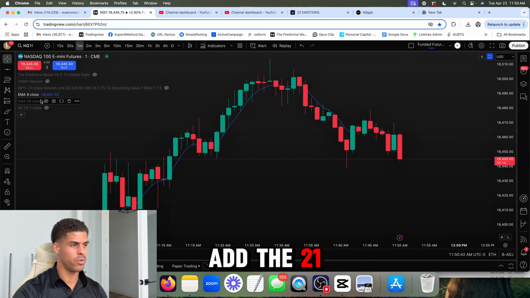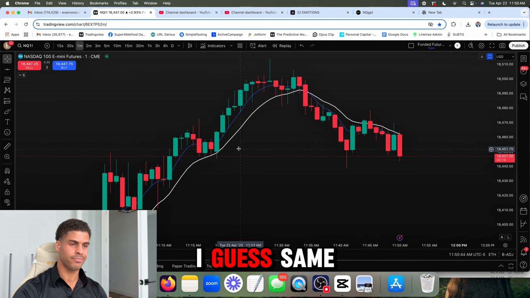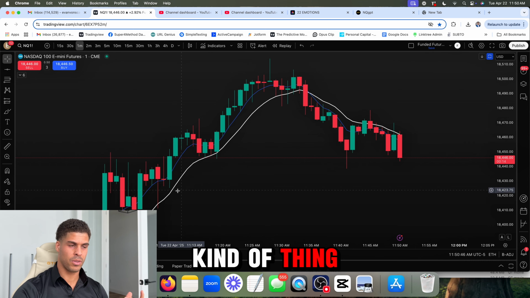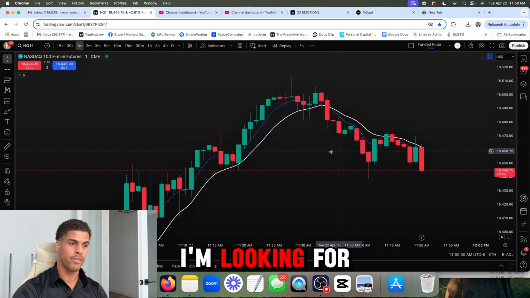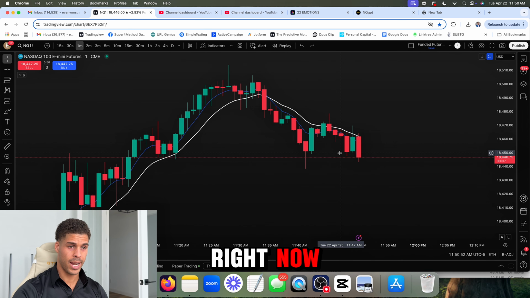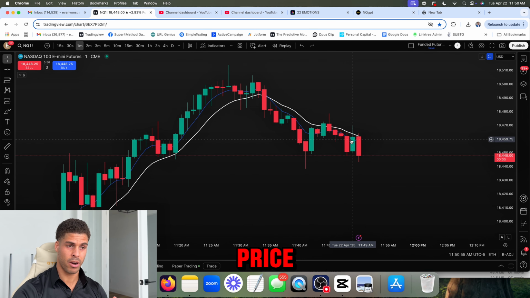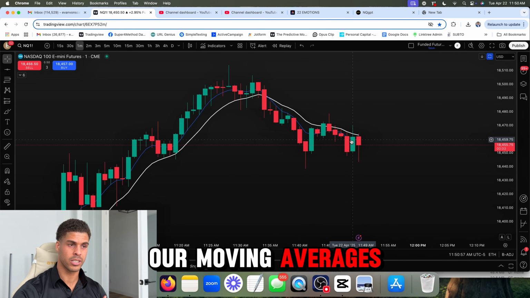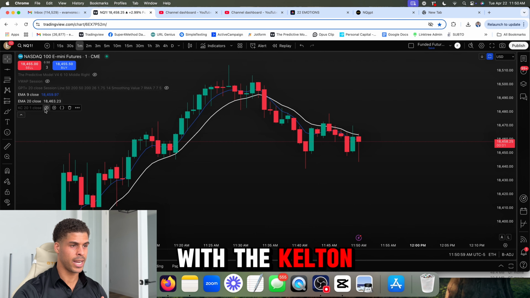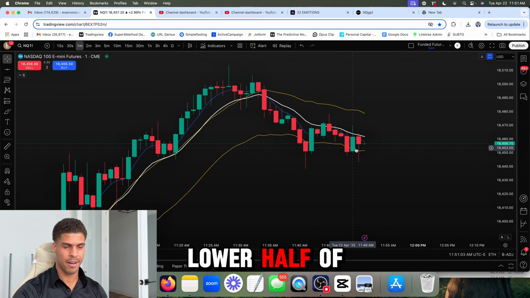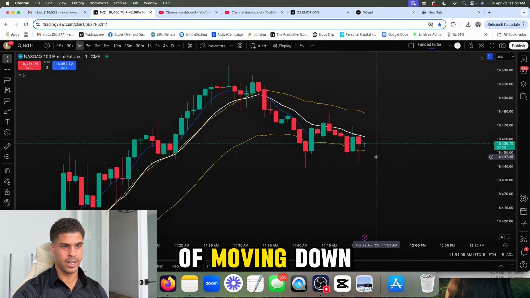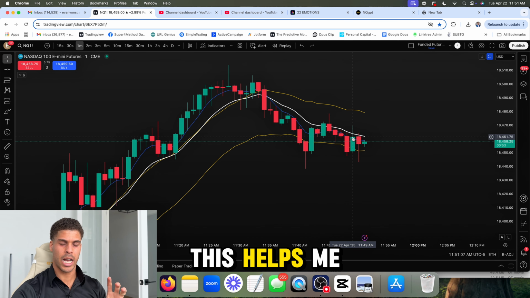The 9 EMA helps me see that. Now we can add the 21 on here, or the 20, I guess. Same kind of thing. When I have both of these moving in the same direction, I now know, okay, I'm looking for some long trades up here. Right now, I'm probably looking for some short trades because we have price below both of our moving averages. Okay, you combine that with the Keltner channel, and now, okay, I've got price sitting in the lower half of the Keltner, and we're kind of moving down here a little bit. So all of this helps me out.